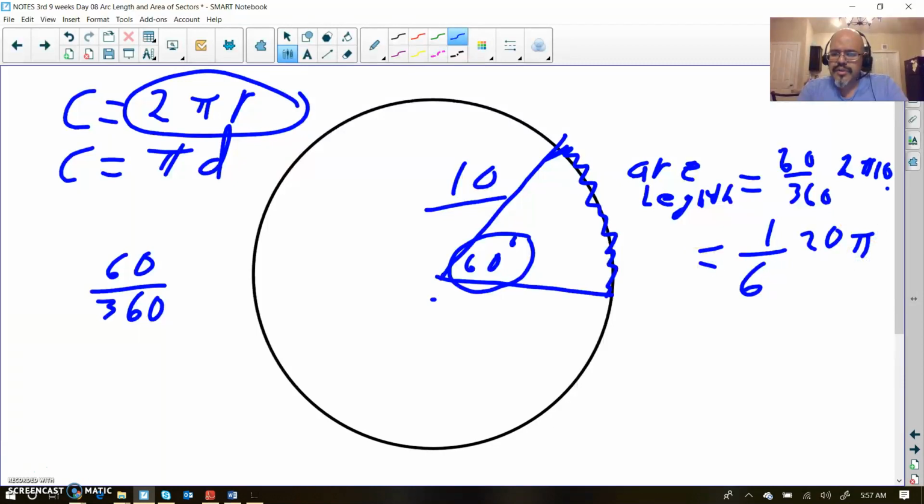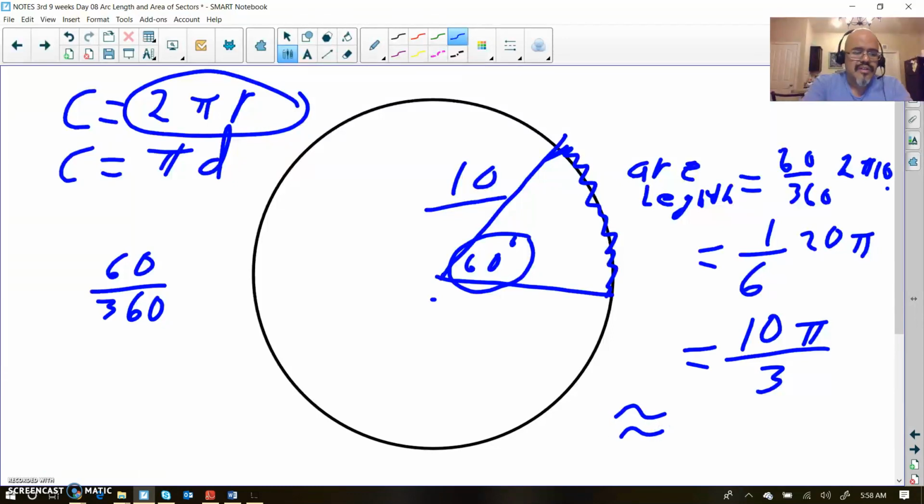And we're going to do a little bit of work here simplifying the fraction. So we have 2 times 10 on top, and 2 times 3 on the bottom. So we get 10 pi divided by 3. This is our exact answer. This is exact, but we also have approximations here.